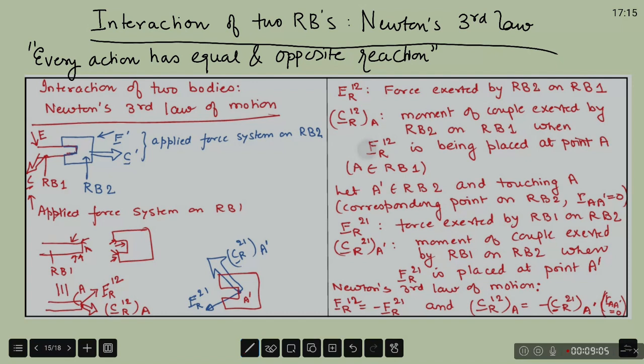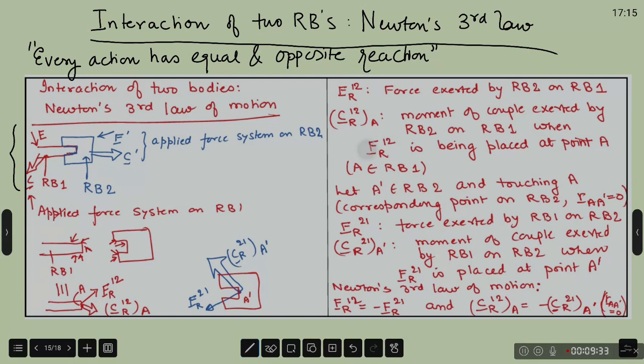So if you have two RBs interacting with each other, I have shown a diagram here. The red object is RB1 and the blue object is RB2. They are interacting with each other, and this is the surface of interaction.